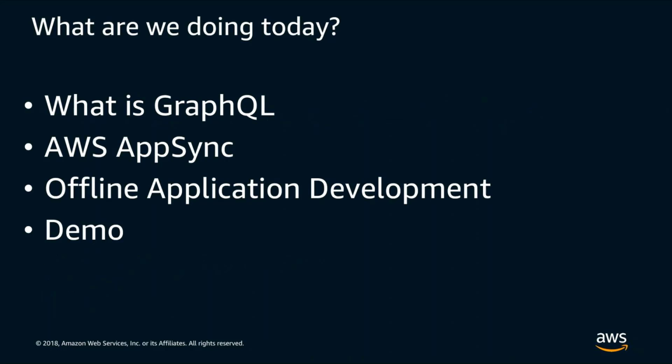So what are we doing today? We're going to talk a little bit about what is GraphQL and what are some of the benefits of using GraphQL. Then we're going to touch a little bit on AWS App Sync, which is a managed GraphQL service. We're going to talk about the new features that we launched a couple of weeks back. And then we're going to dive into offline application development and how AWS App Sync helps you develop applications offline very easily. Finally, we're going to finish it off with a couple of demos. So we're going to do an iOS Swift app demo.